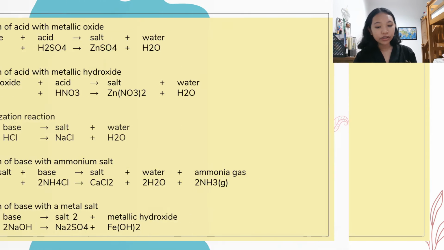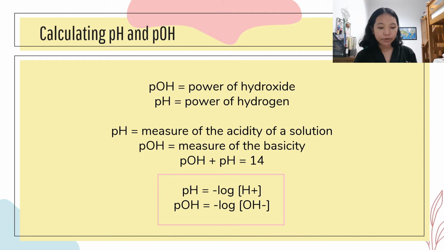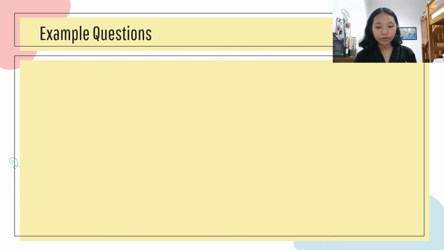Okay, let's move on to the final subtopic, which is calculating pH and pOH. So pOH is the power of hydroxide, while pH is the power of hydrogen. pH is the measure of the acidity of a solution, while pOH is the measure of the basicity of a solution. pOH plus pH of a solution equals 14. pH equals negative log of the concentration of hydrogen ion. pOH equals negative log of the concentration of hydroxide ion. Okay? Let's head straight into our example questions.